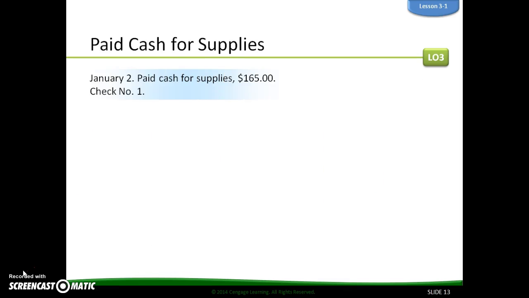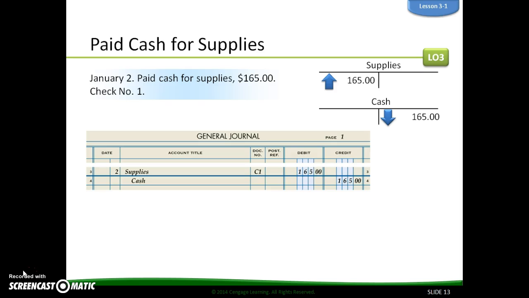We look at a second entry, paid cash for supplies, $165, and that was check 1 on our source documents. We are going to be paying cash for supplies, so our supply account is increasing, so we're going to be debiting supplies, and our cash account is decreasing, so we're going to be issuing a credit on our cash account.